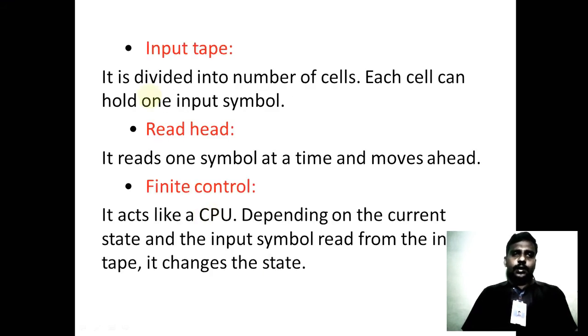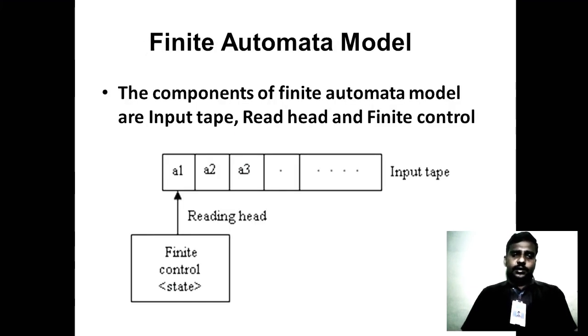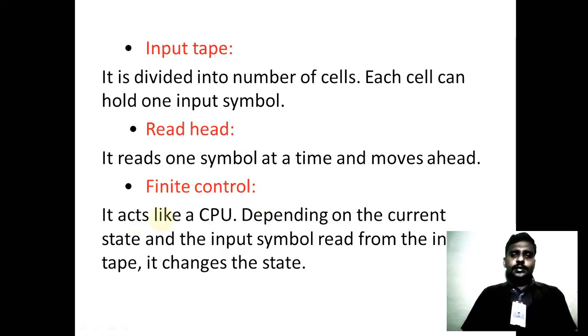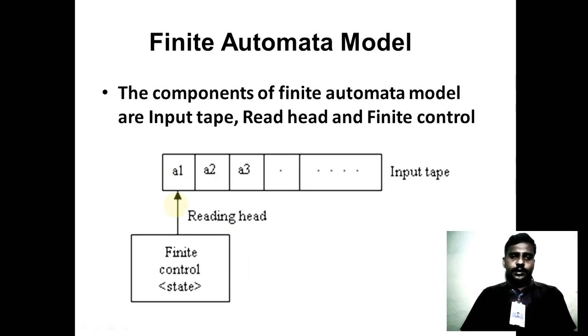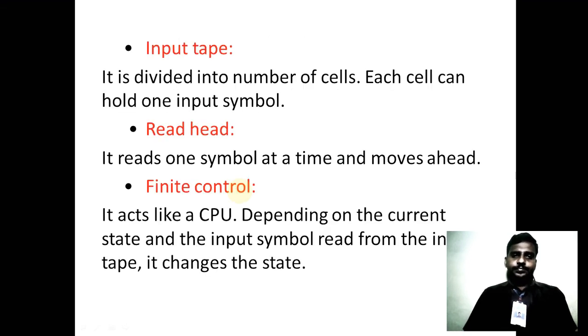I told you, the input tape is divided into a number of cells, and each cell holds one input at a time. That is a very important point. And the read head reads one symbol at a time and moves ahead. That means it reads one symbol at a time and moves right. And the finite control is like a CPU. Depending on the current state and the input symbol, the state changes to another. Depending on the current state, as well as the input symbol, it takes the decision, which I will teach you. So this is the model.